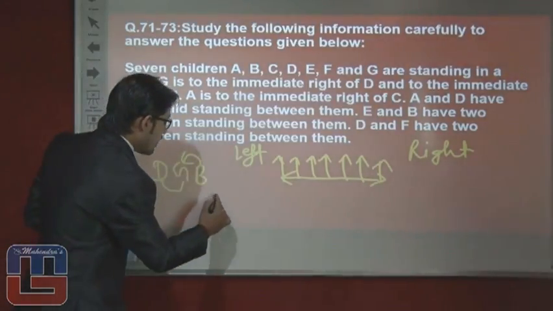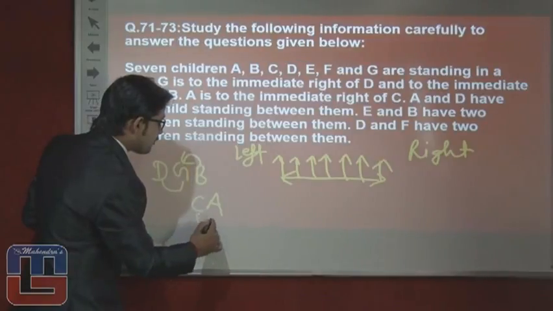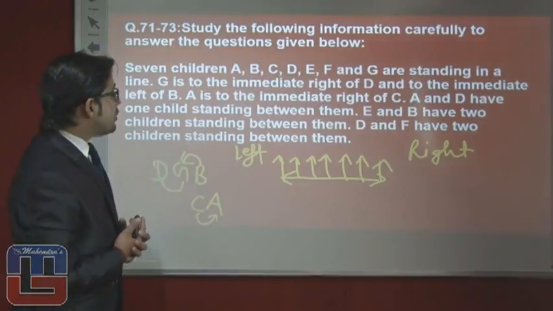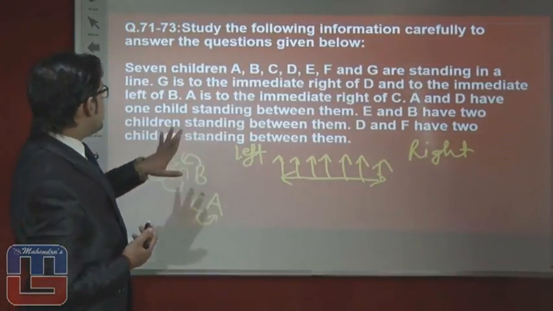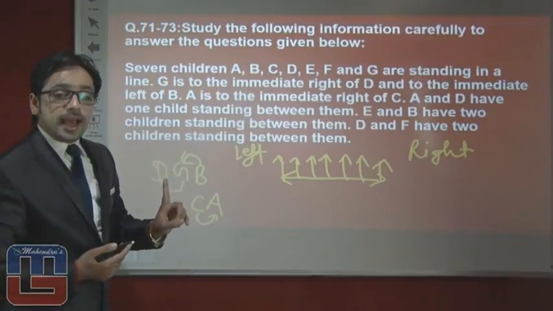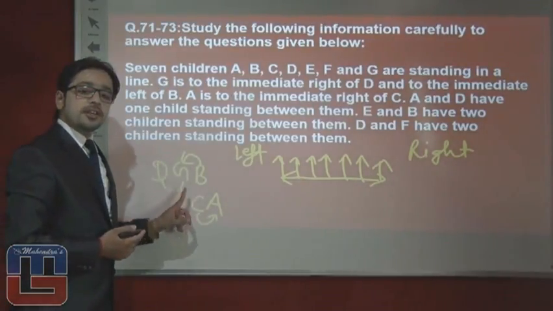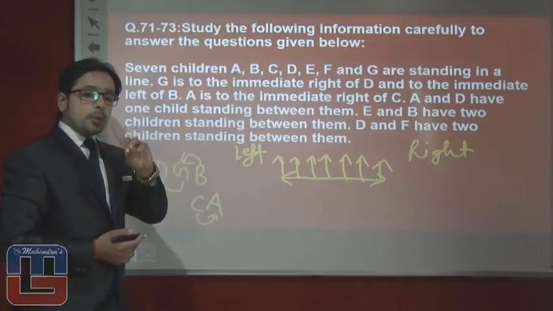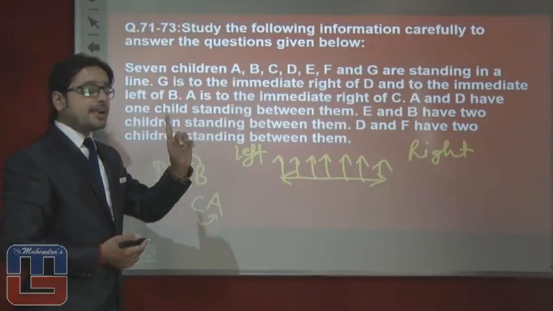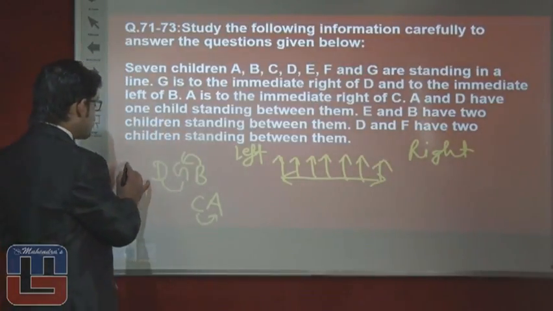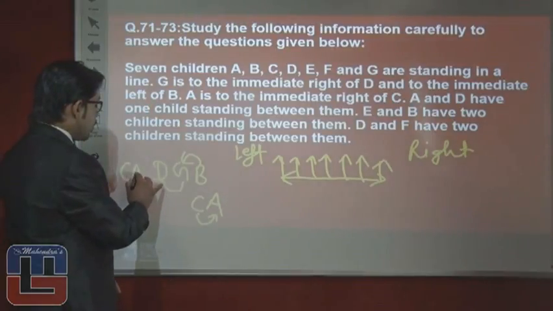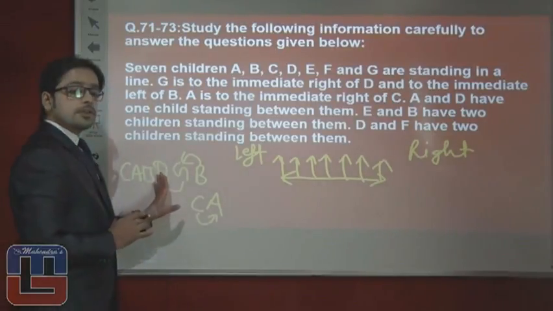So we have to store it again. A is just right of C. Next statement is saying A and D have one child standing between them. Now you can correlate these two statements like this. There is only one child between C and D. So you can correlate it: C, A, one member, that is D.